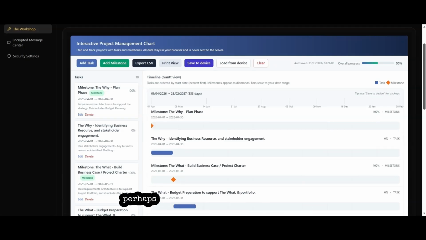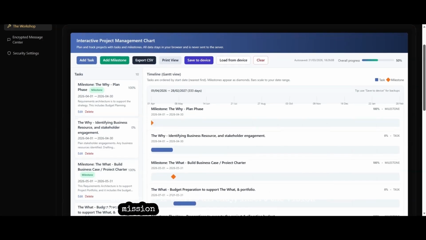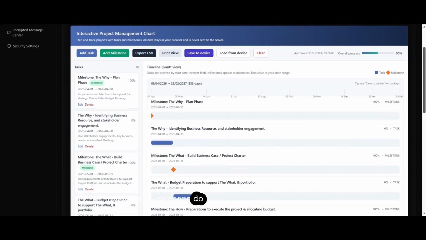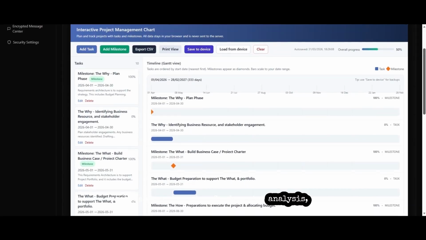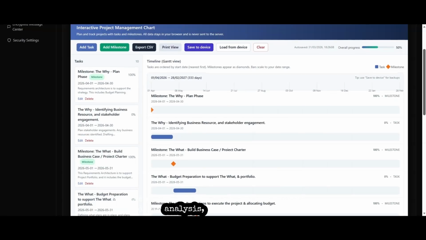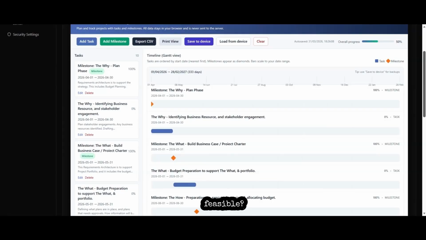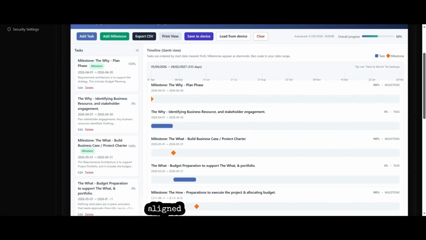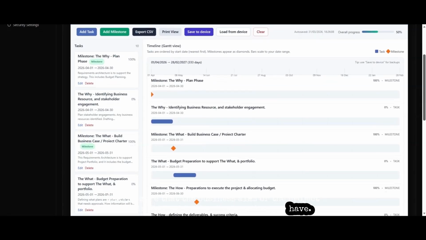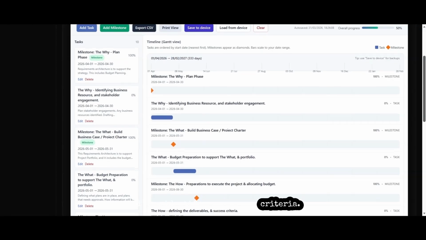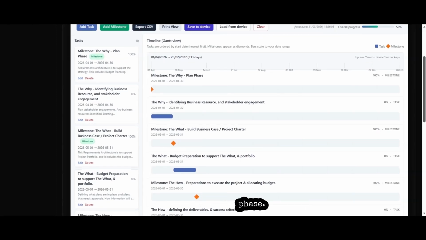So perhaps if there's already the vision and mission or the problem statement, opportunity statement, perhaps do a fundamental analysis, a feasibility analysis, which is very important. Feasibility analysis, can you actually do it? Is it feasible? And so on. Making sure that the business aims or the project aims is aligned to the strategy that you have, and also identify your success criteria. So that's one plan phase, the why.